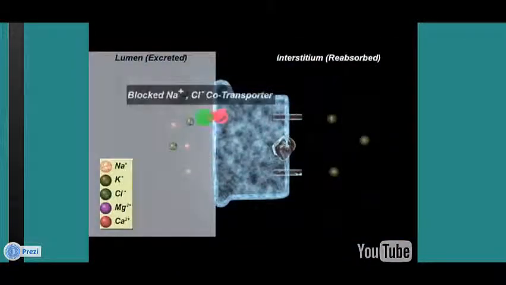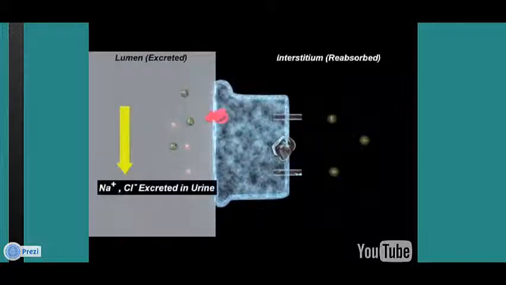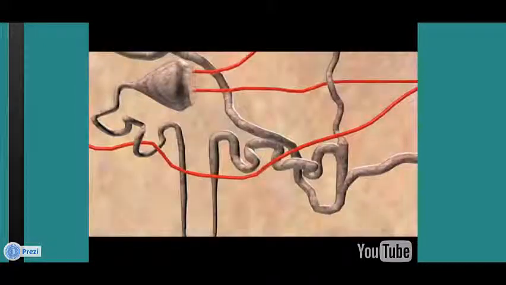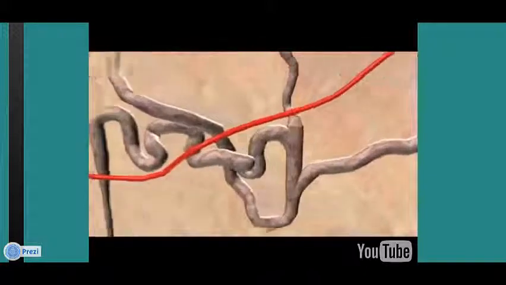However, the thiazide diuretics bind at the chloride binding site and block the sodium chloride cotransporter. This blocks sodium and chloride reabsorption, resulting in net excretion of sodium and chloride. The last site for diuretic action is the connecting and collecting tubules. This is where the sodium channel inhibitors act.